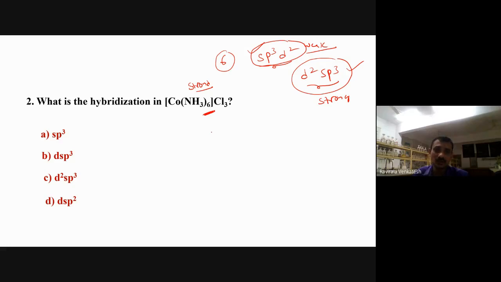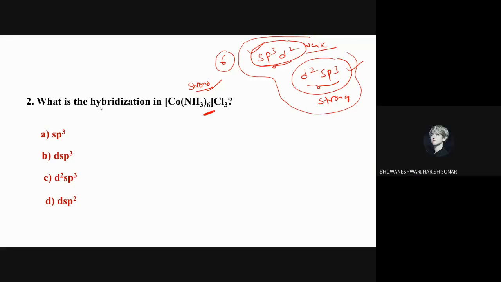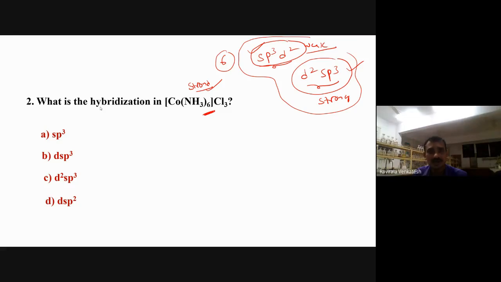So definitely ammonia is a strong ligand. What will the answer be now? Tell me. Without doing any exercise, I know only one thing, and based upon these things I am explaining. So what will the answer be? d2sp3, because it is a strong ligand, it will be d2sp3. So there is no need to do more.